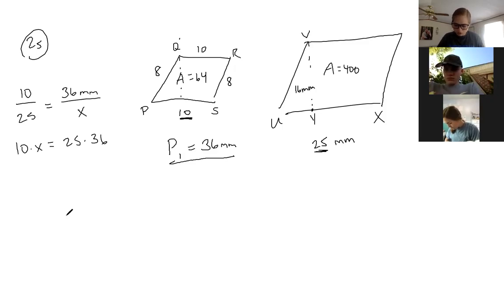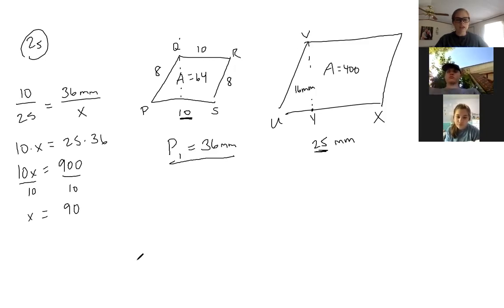900. So 10x is equal to 900. Divide both sides by 10. X is 90. So the perimeter of this big parallelogram should be 90 millimeters. If that's the case, this side up here is 25, 25, and 25 is 50.